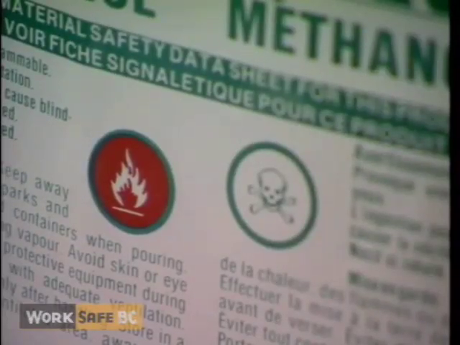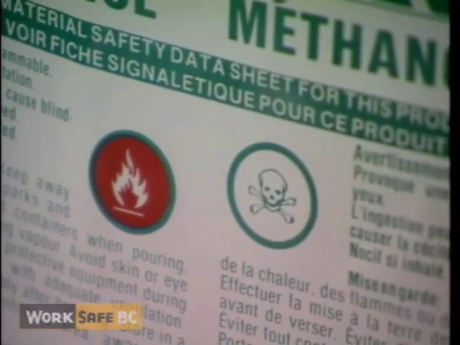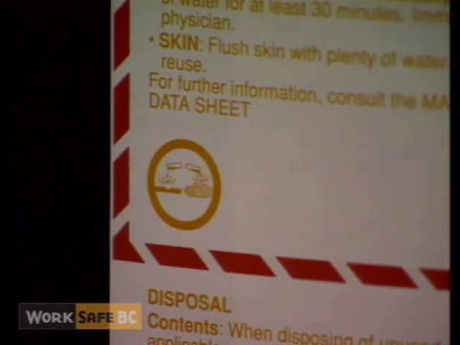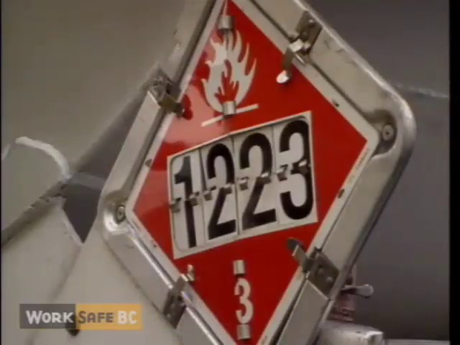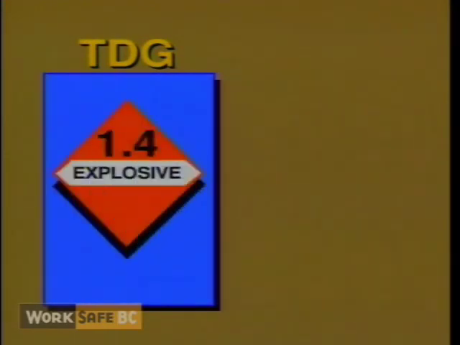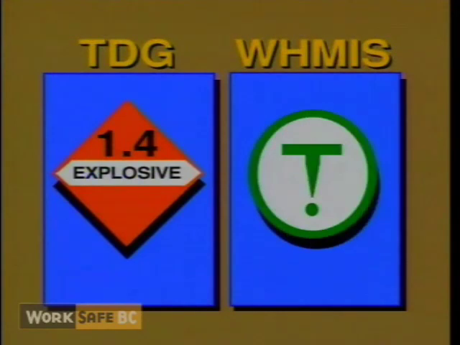WHMIS hazard symbols must have a distinctive circular border and must be displayed in a color that won't be confused with transportation of dangerous goods safety marks. For example, the TDG color for the explosive symbol is orange. Therefore, no WHMIS symbol may be orange because WHMIS does not include explosives.